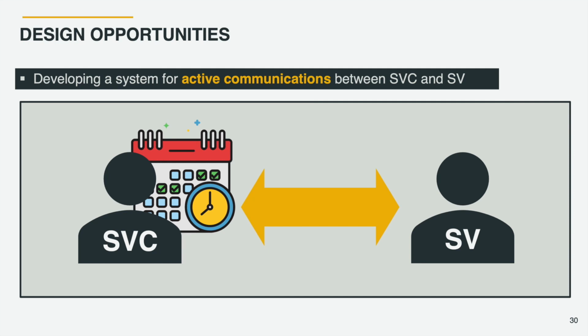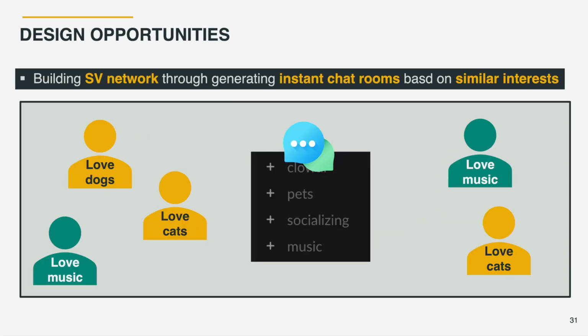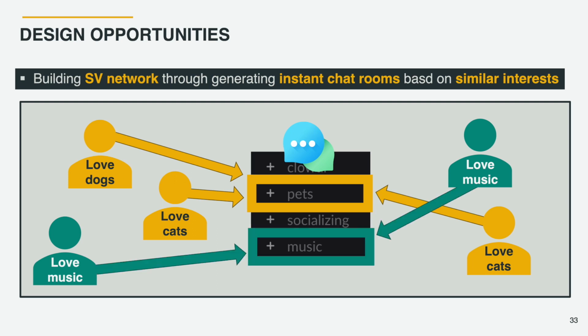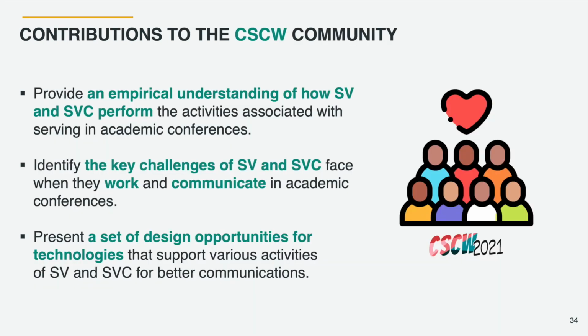First, to increase the interaction between SV and SVC, we believe that a communication system needs some functions, including reminding SV of ongoing tasks and making the SVC's free time public. Second, to improve opportunities for networking with other SV when they perform their tasks, we propose a function that automatically creates a chat room depending on the area of SV interest, where SV or SVC have to organize their own people. This is our contribution to the CSCW community.